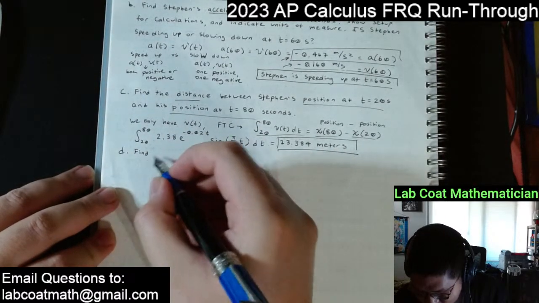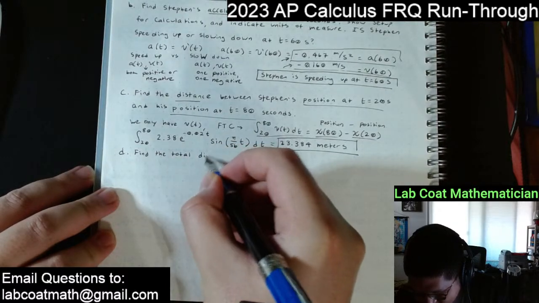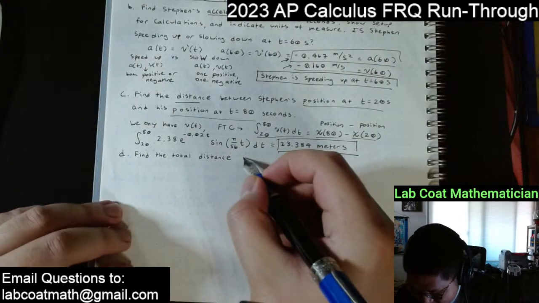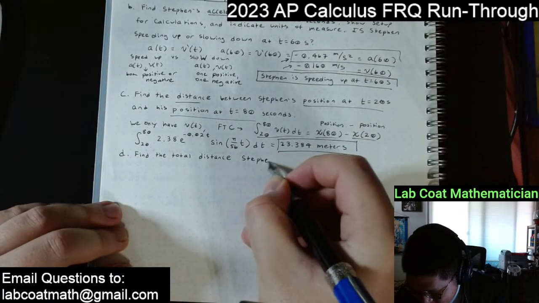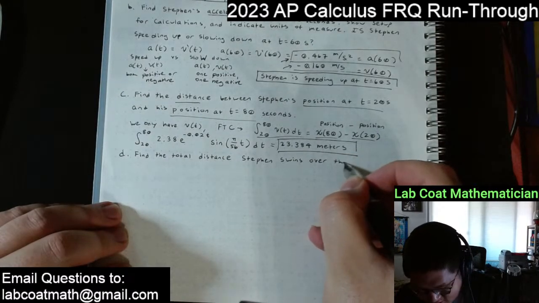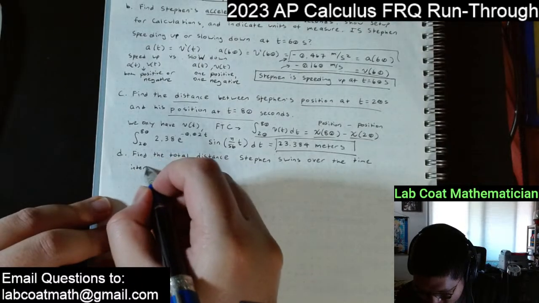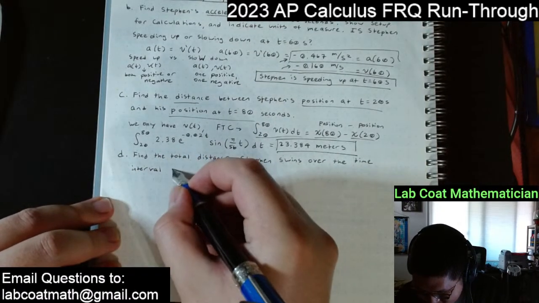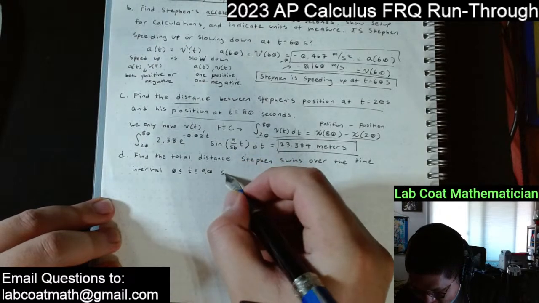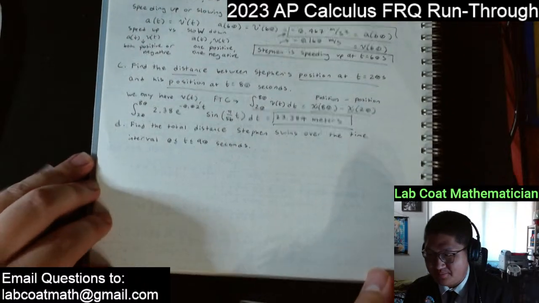But then part D says that we want to find the total distance Steven swims over the time interval from 0 to 90 seconds. And of course, show the work accordingly for that.